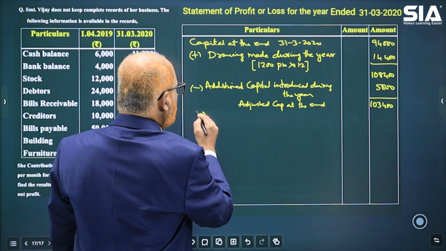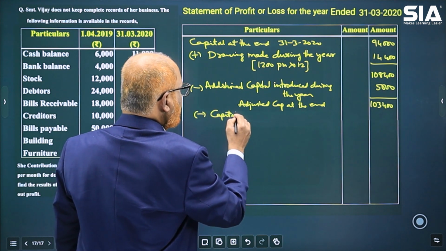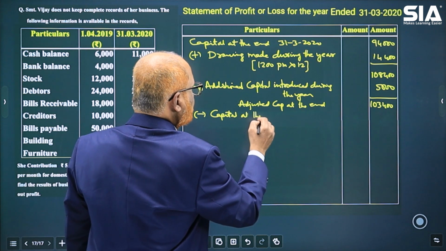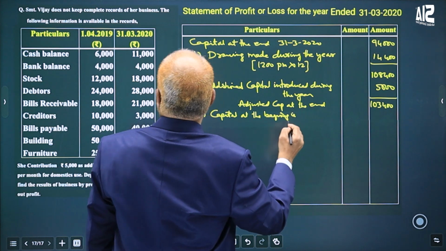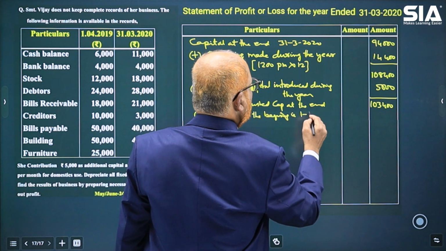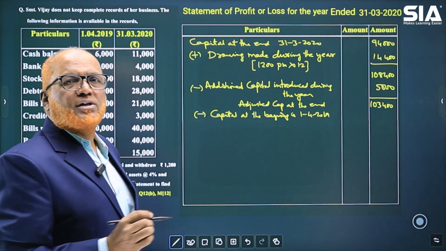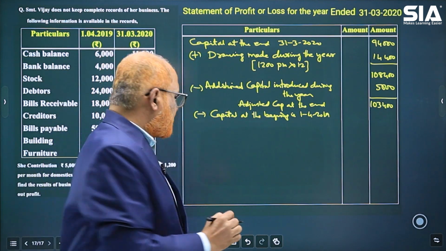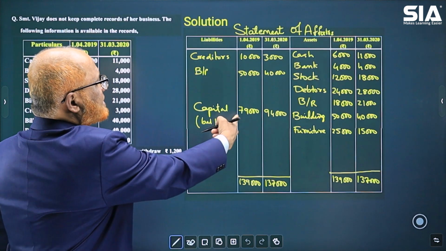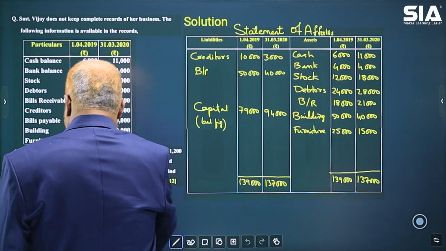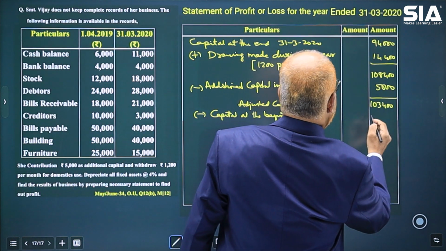From this, we subtract capital at the beginning. That is 1st April 2019. The beginning of the year, how much was the capital? Already we have prepared the statement of affairs. We'll go back and see how much is the capital. 79,000 is the capital at the beginning of the year. 79,000.